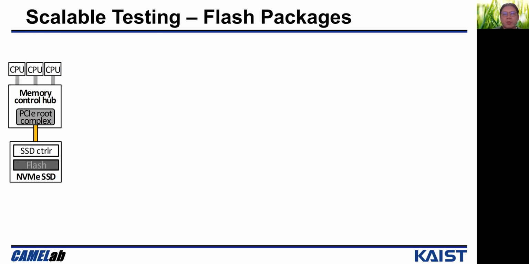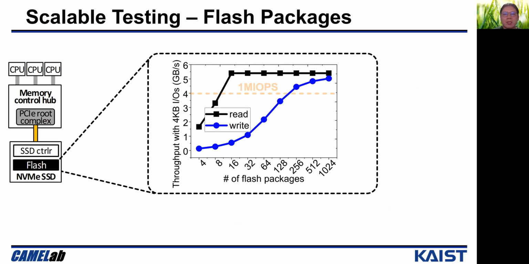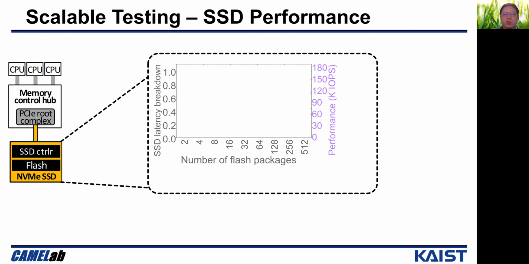We examine the performance of the flash array by varying the number of flash packages. As you can see from the figure, both read and write bandwidth can go beyond 1 million IOPS by employing 256 flash packages. We also measure the throughput of the whole NVMe SSD device. As you can see from the figure, the overall performance actually decreased to 180K IOPS.